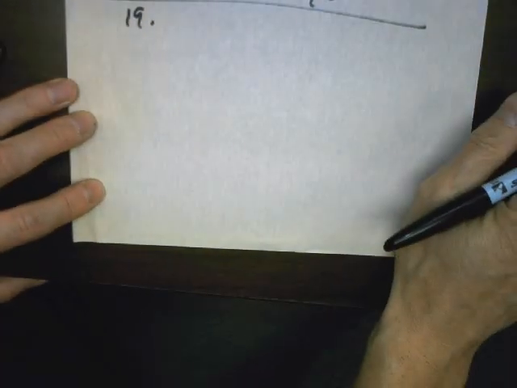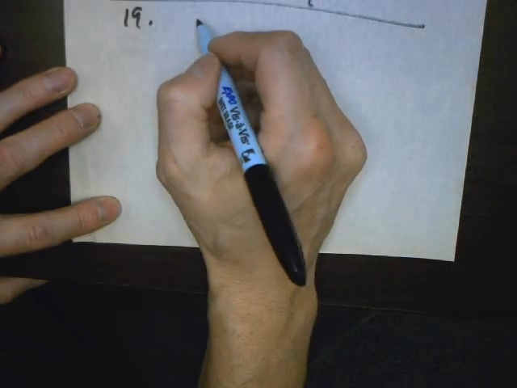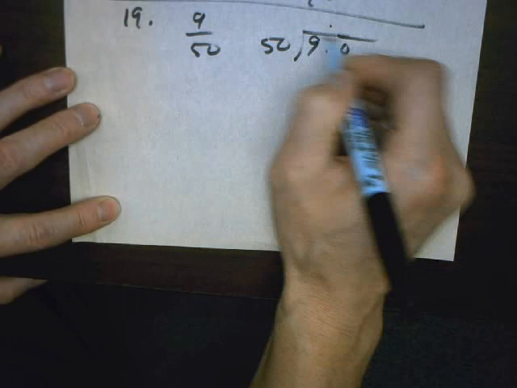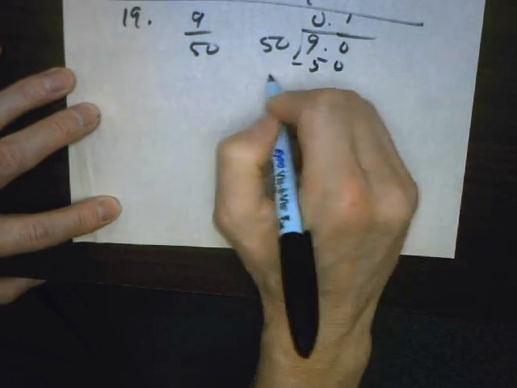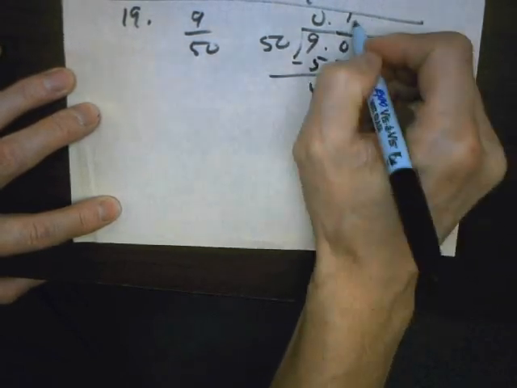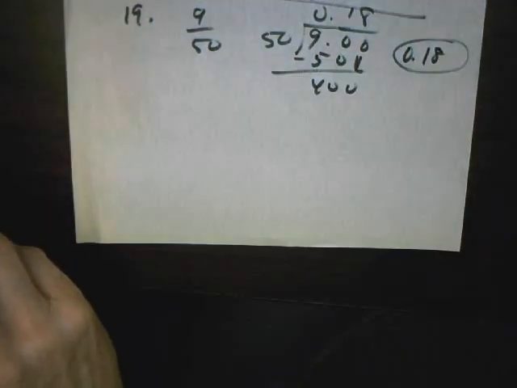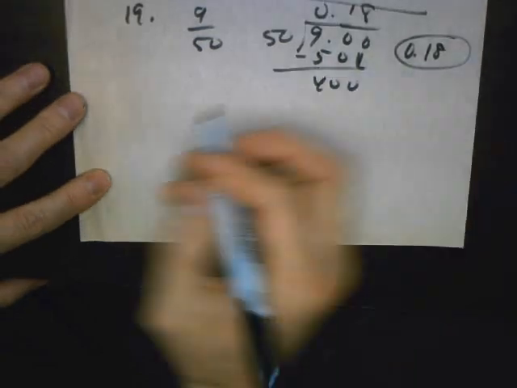Number 19. Write this fraction 9/50ths. Same thing. Divide in and out. Put your decimals. Goes in 1 time. Subtract. Drop a 0 down. And we don't need to round that one. It's exactly 18 hundredths.